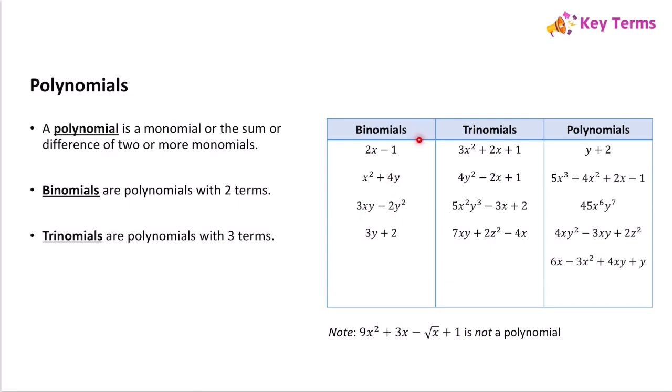So you can see here we have examples of binomials. Everything with three terms is a trinomial. And then if we have multiple terms, we have polynomials. So notice that 9x squared plus 3x minus the square root of x plus 1 is not a polynomial, okay? Why? Because that square root of x, well, we can rewrite that as minus x to the 1/2, okay? So if it has a term in it that's not a monomial, then that means that it's not a polynomial, okay? Because a polynomial is a combination of monomials.